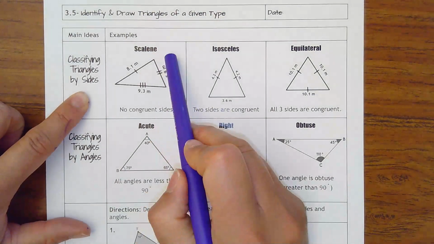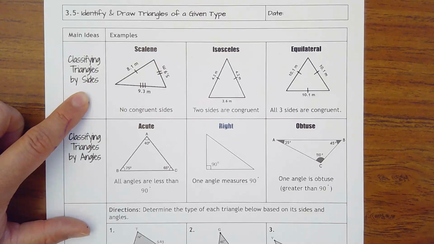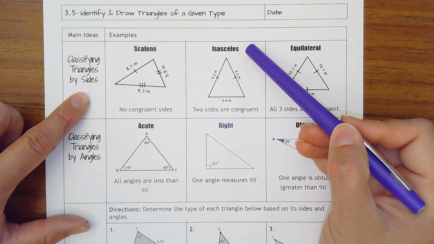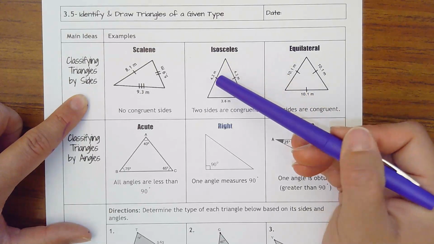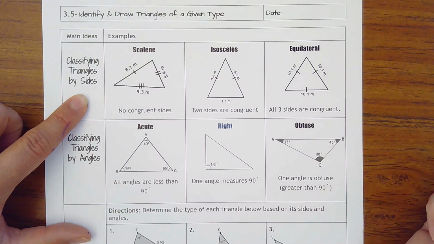We have what's called a scalene triangle. That's when all three sides are different lengths, so nothing's congruent. Then we have an isosceles triangle, which you've heard of before. It has two congruent sides. And then an equilateral, think all three sides are congruent or equal.